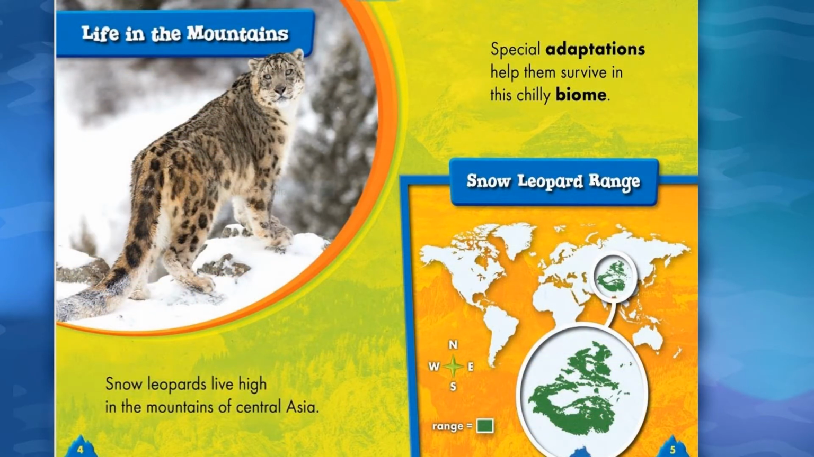Life in the mountains. Snow leopards live high in the mountains of Central Asia. Special adaptations help them survive in this chilly biome. So, we have a couple of bold words over here. Bold words are usually important words that the author wants us to pay special attention to.